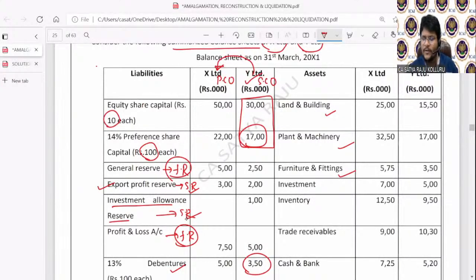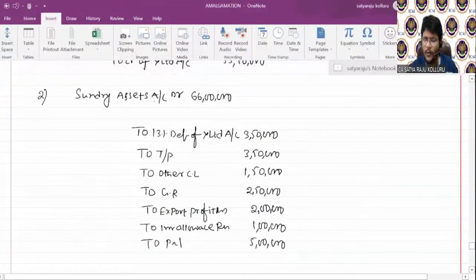NAV of the business takeover is nothing but 47 lakhs. No need to calculate it: assets minus outside liabilities minus reserves and surplus is nothing but NAV. NAV of the business takeover is nothing but the share capital of the selling company, which is 47 lakhs. I mean to say, the total debit aspects minus total credit aspects here is equal to 47 lakhs.